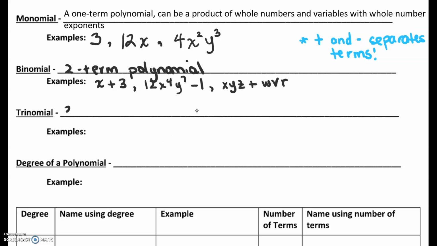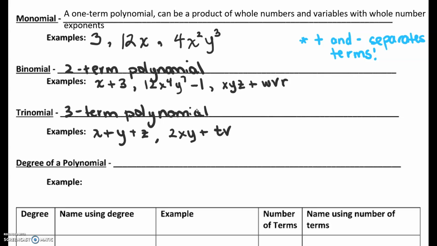So a trinomial is going to be a three-term polynomial. So we could have x plus y plus z. You could also have whole numbers in there. So we could have 2xy plus tv minus 17. It is important that we have this simplified in order to accurately classify that, and we'll look at that in a minute.